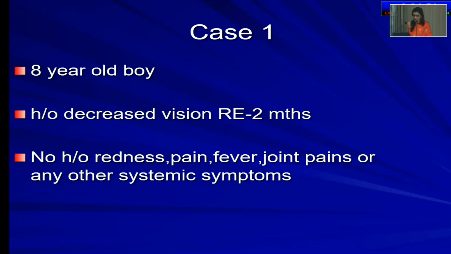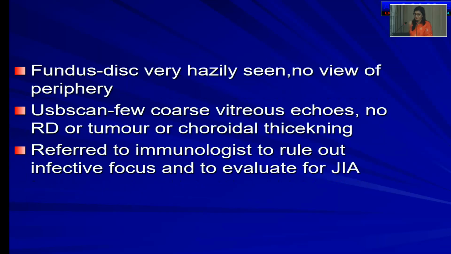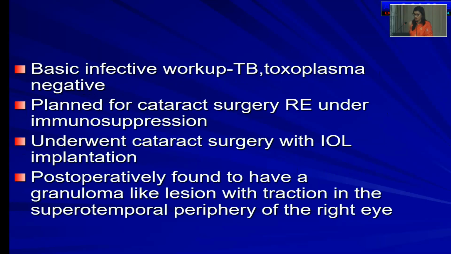Let's look at this boy. He's an 8-year-old boy with decreased vision in the right eye since 2 months. There was no other systemic history. He presented to us with 2/60, early band-shaped keratopathy, festooned pupil with no view of the fundus because of a cataractous lens. B scan showed few coarse vitreous echoes, no RD, tumor or choroidal thickening. Referred to the immunologist and we didn't find any systemic association and everything was negative. So we gave him a little bit of steroid immunosuppression and did the cataract surgery. He underwent cataract surgery with IOL implantation.